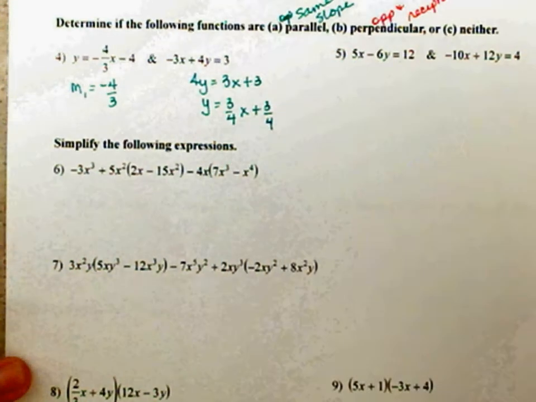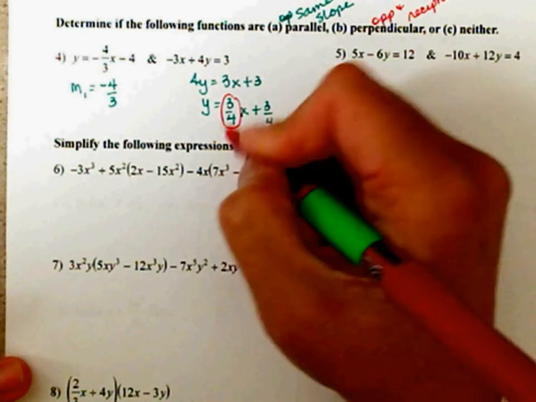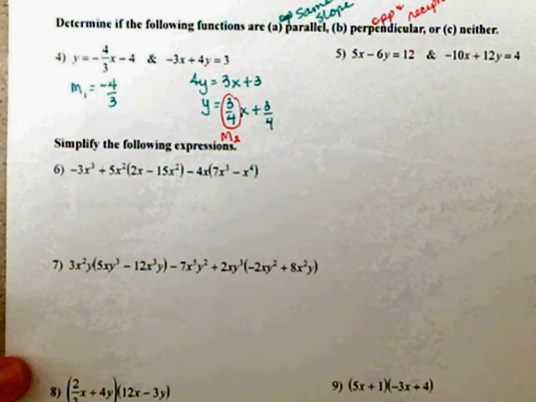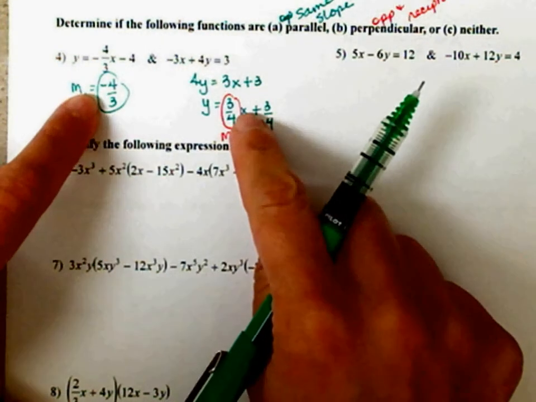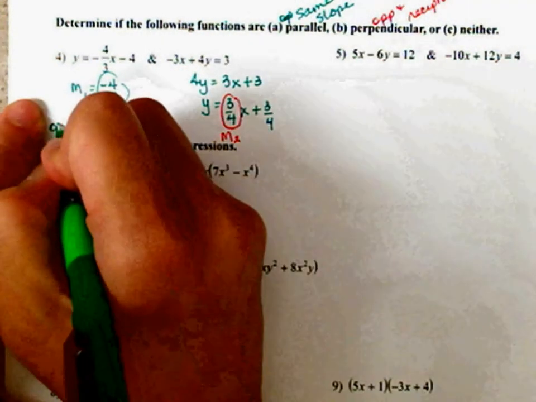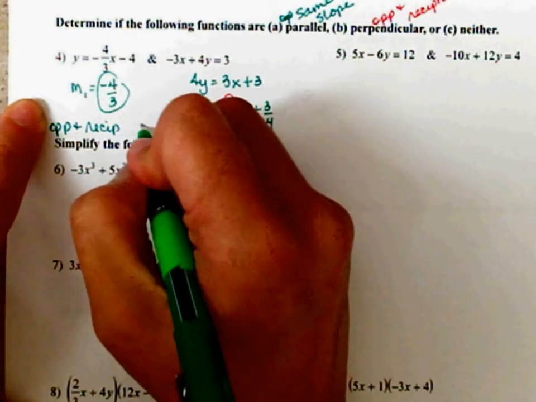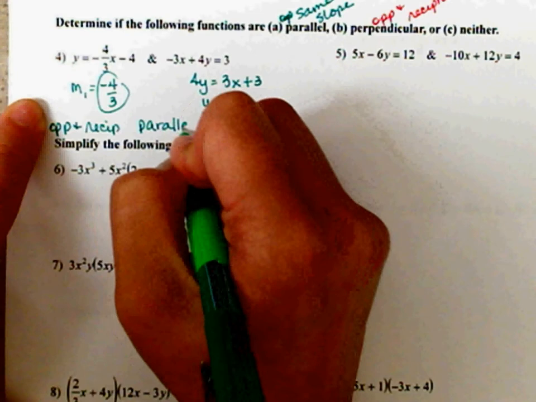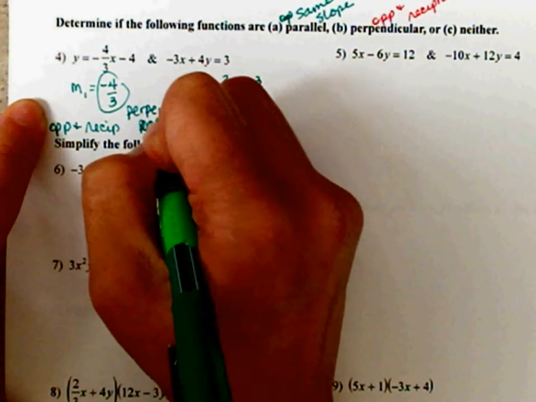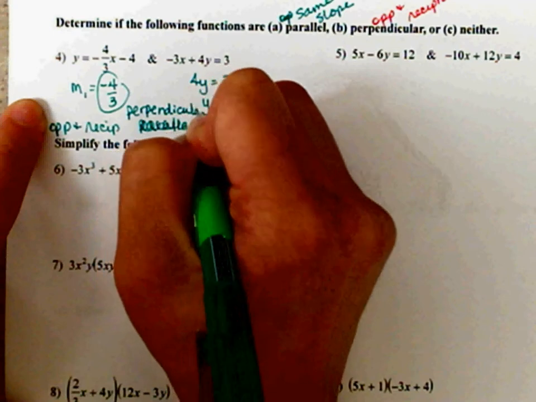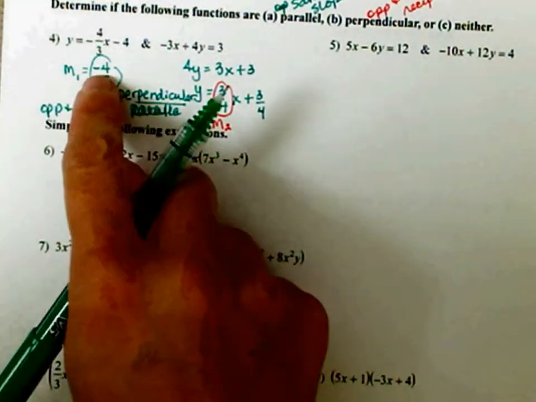Now take a look. There's your slope, and then there's your other slope. These two are opposite, and they are a reciprocal. So these are not parallel. These are perpendicular. All right. Take a look at number 5. See, they are opposite. One's positive, one's negative, and they are reciprocal.